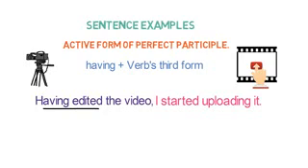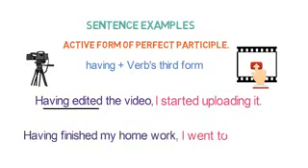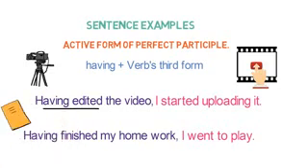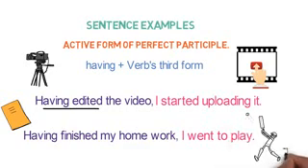Let's look into one more example of active form. Having finished my homework, I went to play. Here, the first action of finishing the homework is completed, and the second action of playing was started after that. So, having finished is perfect participle here.